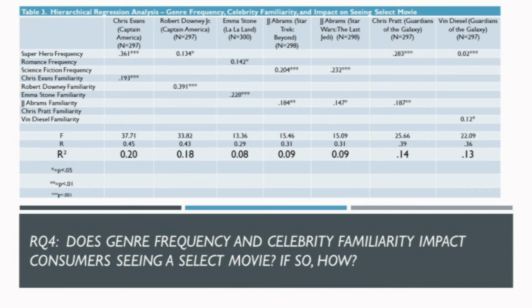If we go to Robert Downey Jr., the column right after Christopher Evans, we can see that superhero frequency, the number of times people view superhero movies, and Robert Downey Jr. familiarity, how many of his movies they have seen, together are responsible for predicting and explaining 18% of the reason why people saw Captain America. You can go on and on with this list, but it is important to note that familiarity with this particular ingredient is super relevant when we think about predictiveness and about explaining why people do what they do.